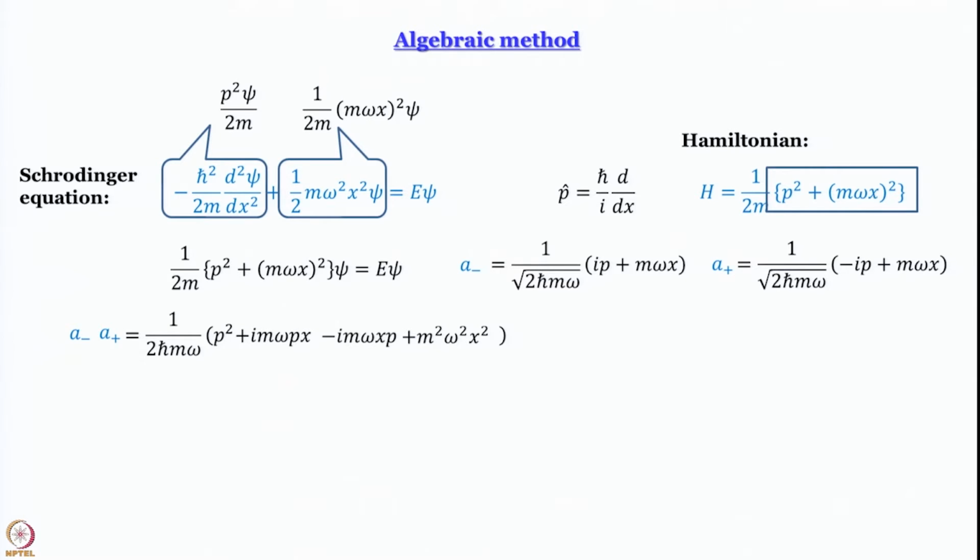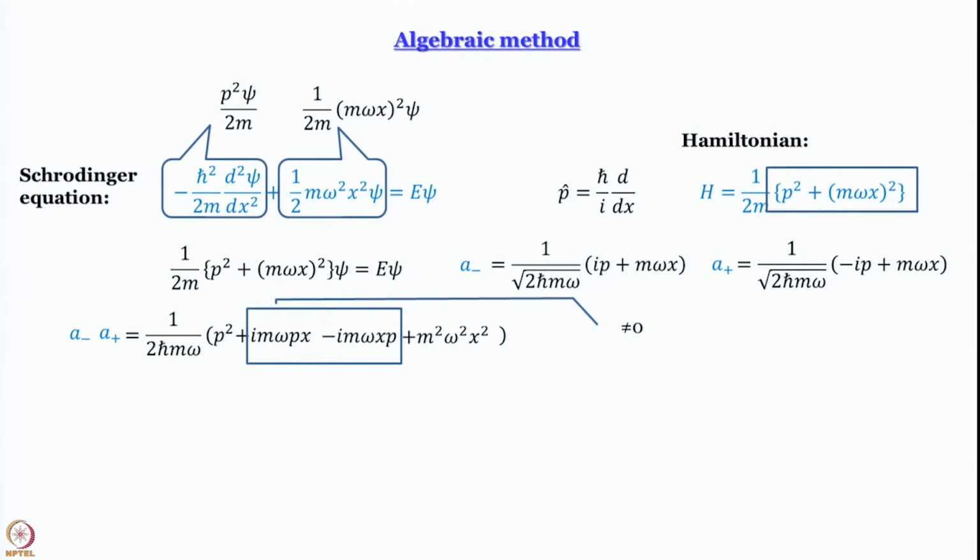In that what we get is minus I m omega x p. Okay. So, inside the bracket what we have got is p square plus I m omega p x minus I m omega x p plus m square omega square x square, that is your a minus a plus. Now, if p and x were numbers, then this I m omega p x minus I m omega x p would have been 0, but well, I am breaking a promise now, I have said it again. These are not numbers, these are operators, as we have said time and again. So, this is not really equal to 0, as we will see.